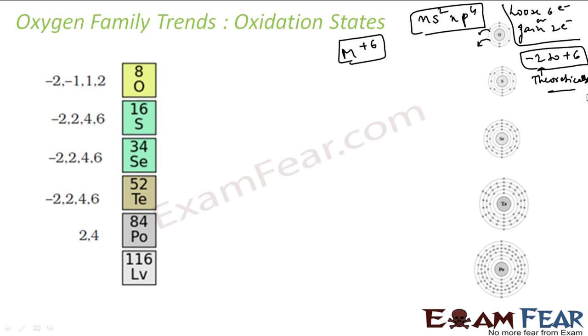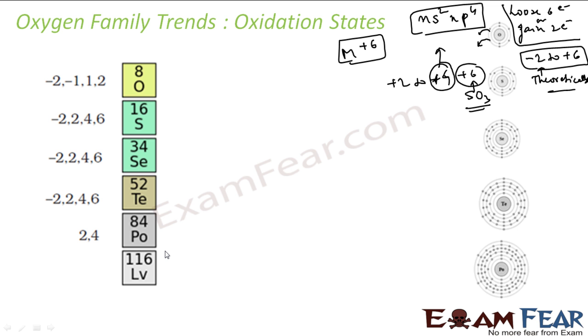So it typically shows -2 to +4. In fact, I won't say it is impossible. +6 also exists but is rare. For example, SO3 is one example where sulfur is in the +6 state. Due to the inert pair effect, the tendency to form +4 is more than +6. Two reasons. One is the inert pair effect: the tendency to form +4 is more than +6 as we go down the group.